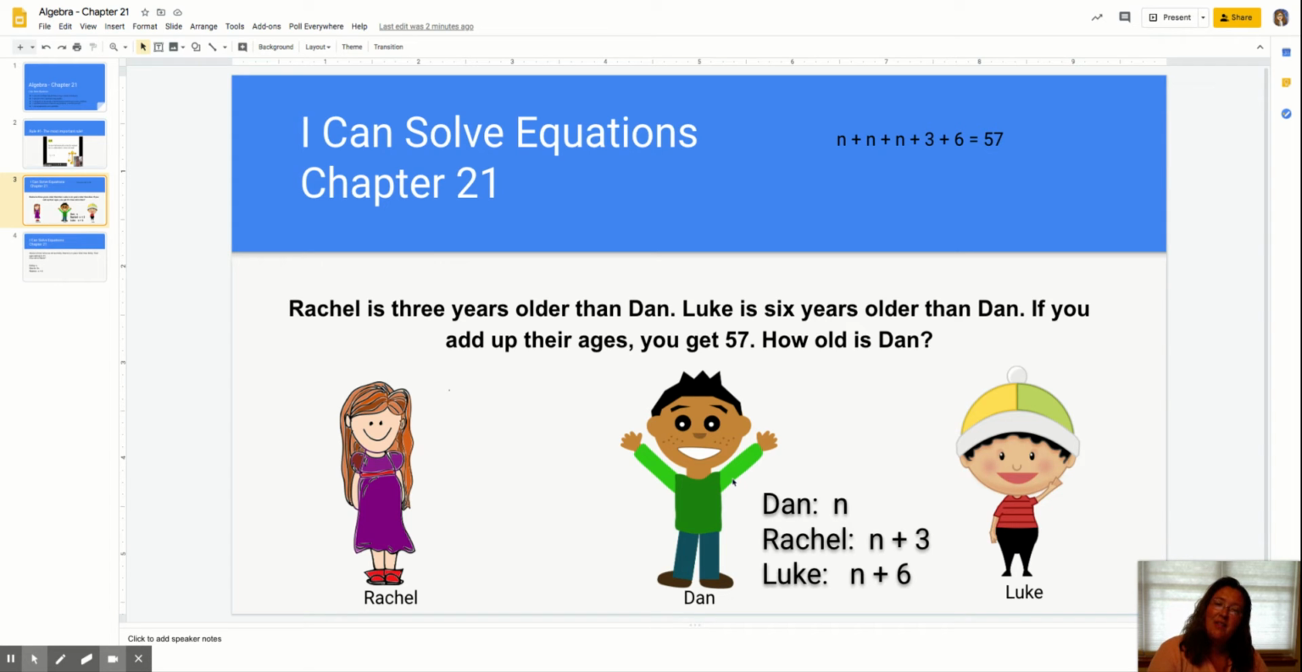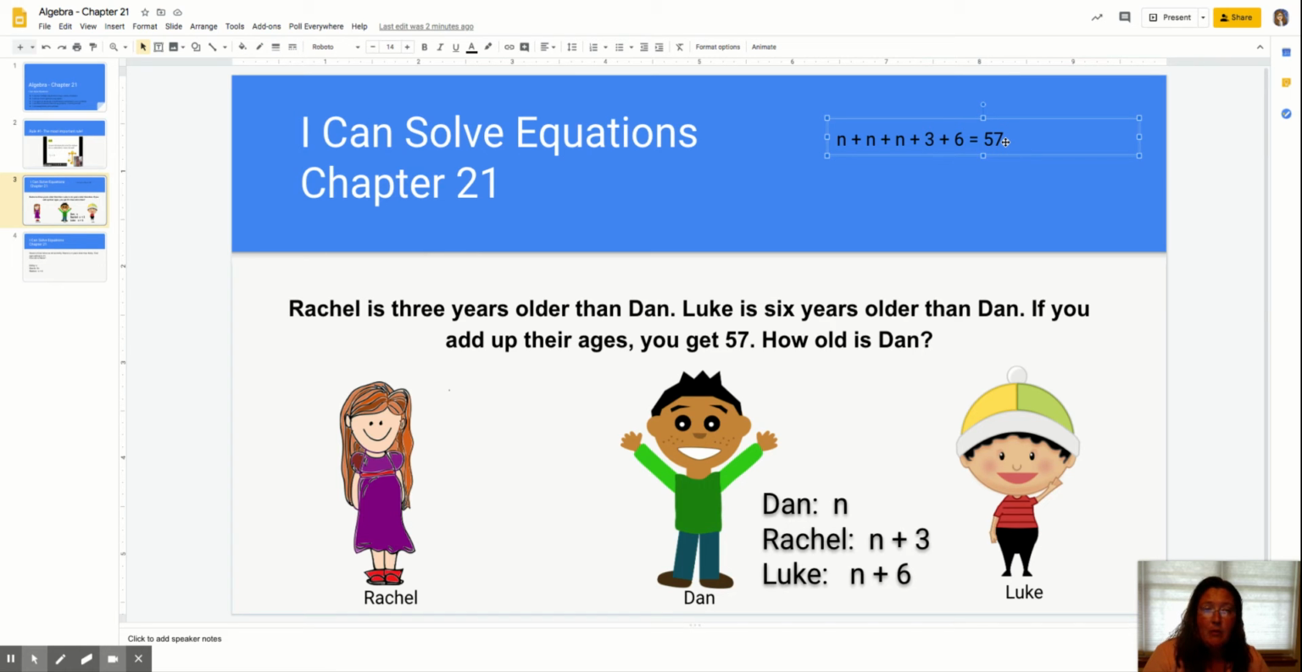How old is Dan? Down here is a reminder that Dan equals n, Rachel is n plus 3, and Luke is n plus 6. Now, I need to put those equations together to make one equation that we can solve. So up here, I have typed in n plus n plus n plus 3 plus 6 equals 57 because that is all of their ages added together to get 57.